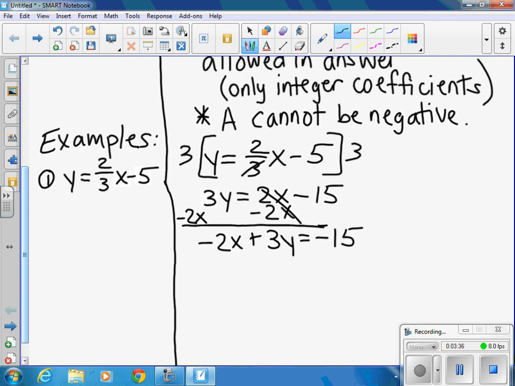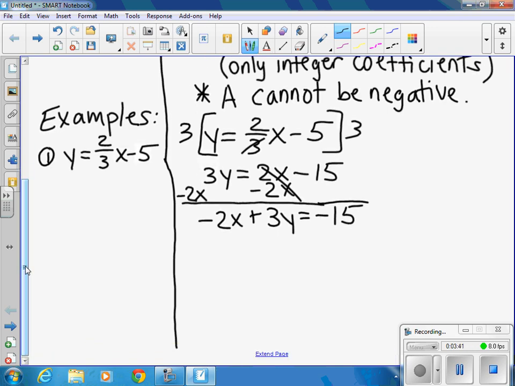And while the order is good, you're still breaking one of the rules, and that's the fact that the a value, which is the negative 2, cannot be negative. So in order to make this happen, we need to get rid of the negative sign. And we can do that very easily by dividing everybody by negative 1. Right? And once we do that, we end up with positive 2x minus 3y equals positive 15.